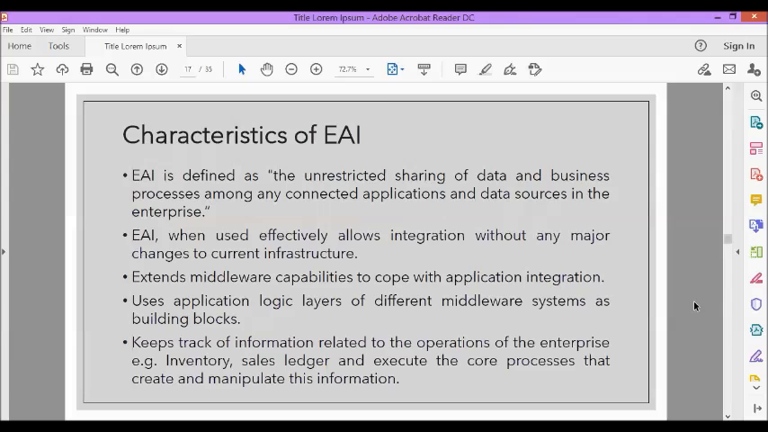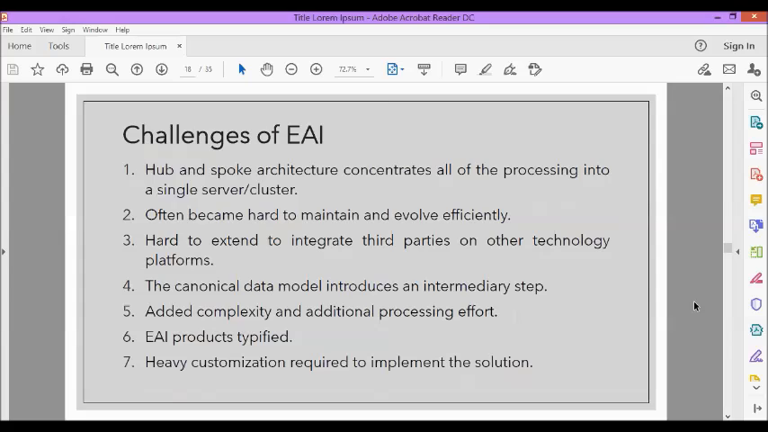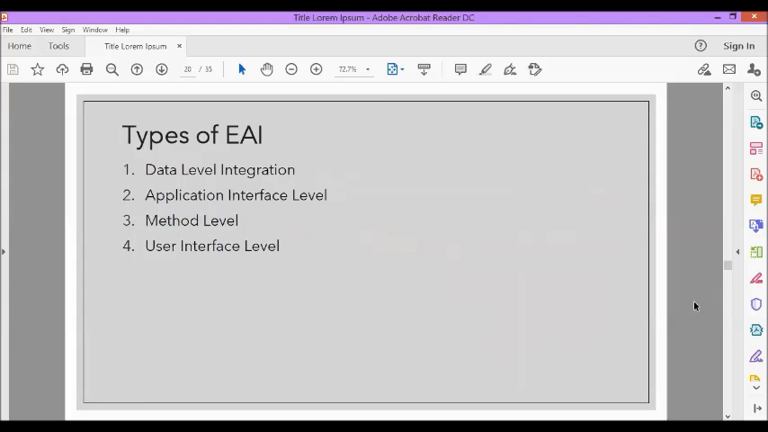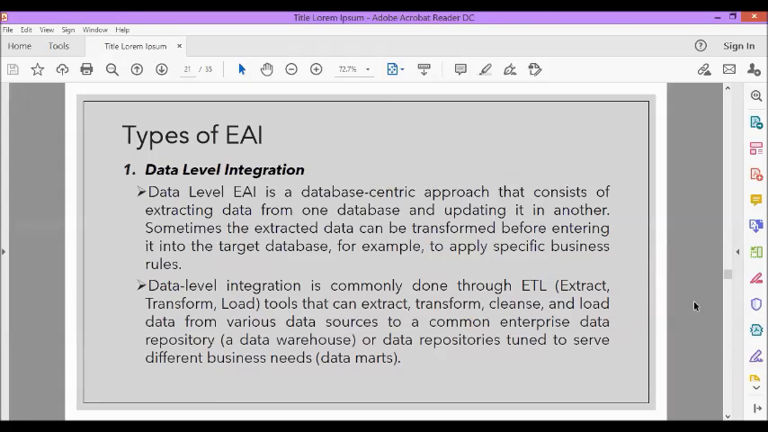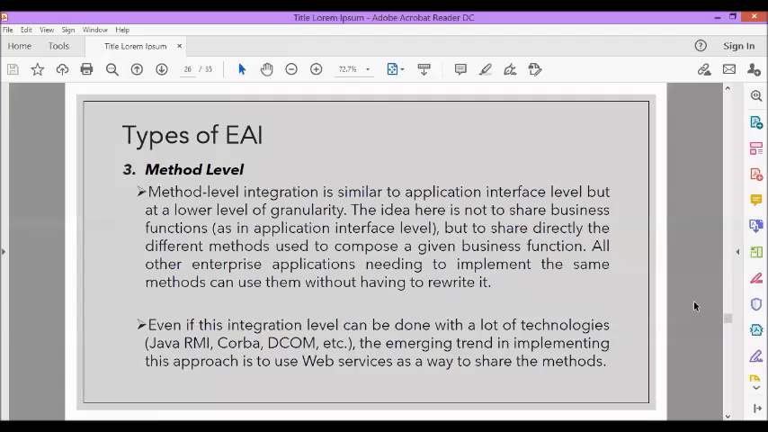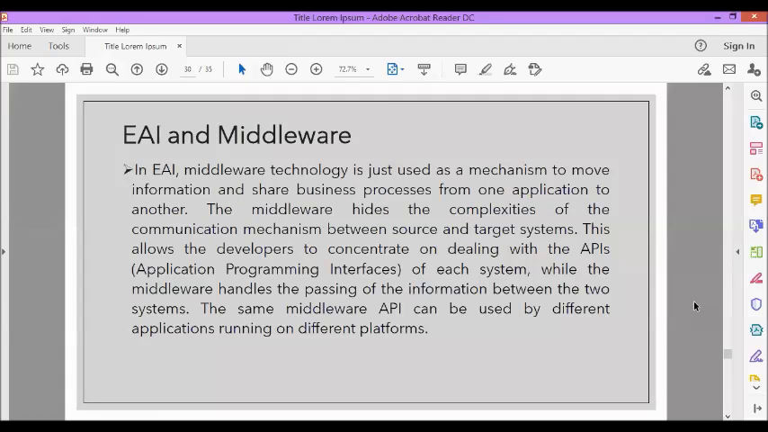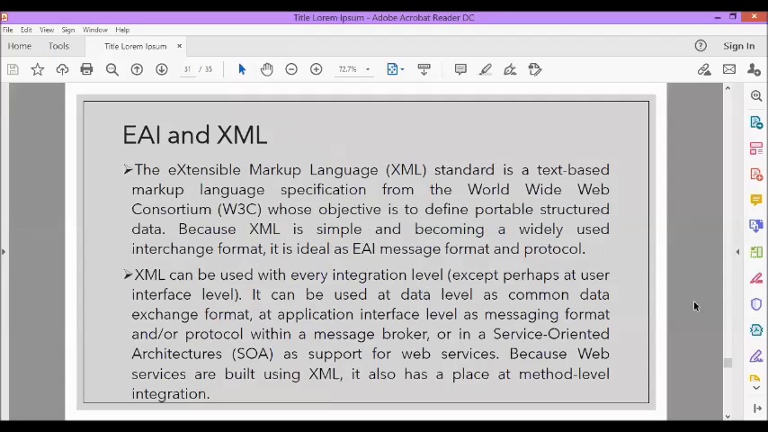We also discussed the different characteristics of EAI as well as its challenges to businesses. And then the four types of EAI: data level integration, application interface level, the method level, and user interface level. And we also discussed the relationship of EAI and middleware, EAI and XML or extensible markup language.